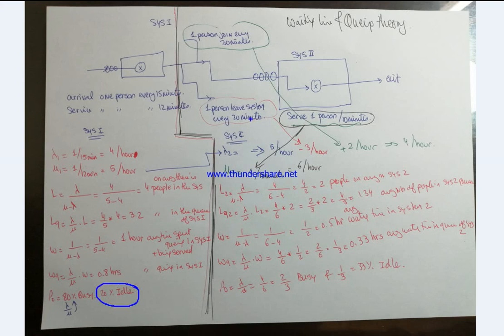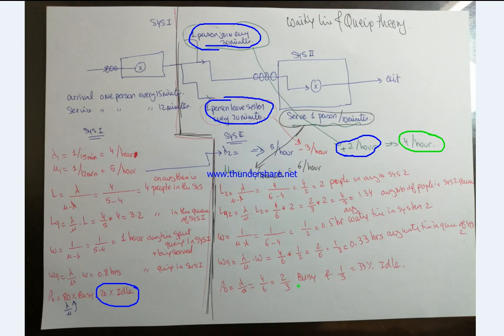Now for system 2, lambda 2: all the people leaving system 1 head to system 2, which is 5 people per hour. One person leaves the system every 20 minutes, so 3 per hour, minus 3 per hour, and one person joins the system every 30 minutes, so it's 2 per hour, as you can see here. So 5 minus 3 plus 2 gives us 4 per hour, and we compute the same way. The service is one person every 10 minutes, so 6 per hour, so 4 over 6, so the system is doable, 2 over 3 busy.